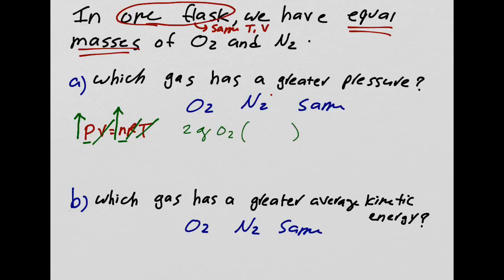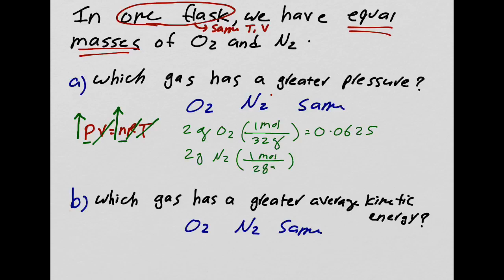I'm going to convert it to moles. 1 mole of O2 is 32 grams. So I get 0.0625. Then I say I have 2 grams of N2, okay? 1 mole of N2 is 28 grams. So again, I get 0.0714 moles. Okay, so moles of O2, moles of N2. Which one has more moles? N2.